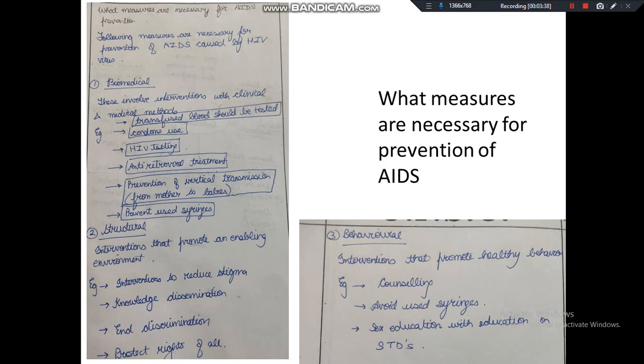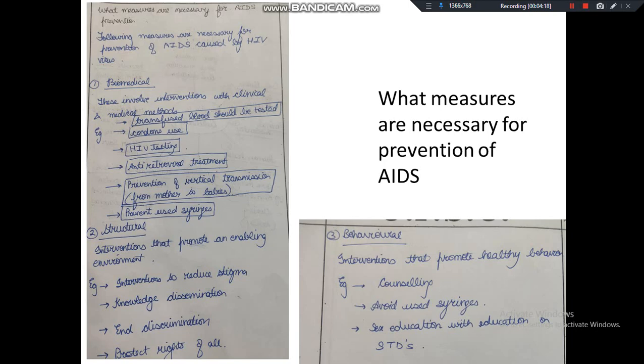In biomedical, these are interventions with clinical and medical methods. For example, transfused blood should be tested for HIV positivity. Second, condom use should be promoted. Third, HIV testing should be done of the patients. Antiretroviral treatment should be given to those already infected with the disease. Prevention of vertical transmission, meaning transmission from the mother to the baby. This can be prevented with medical interventions at the time of birth. By preventing mixing of the blood of the mother with the child, this can be prevented. That is what is looked at under biomedical intervention.